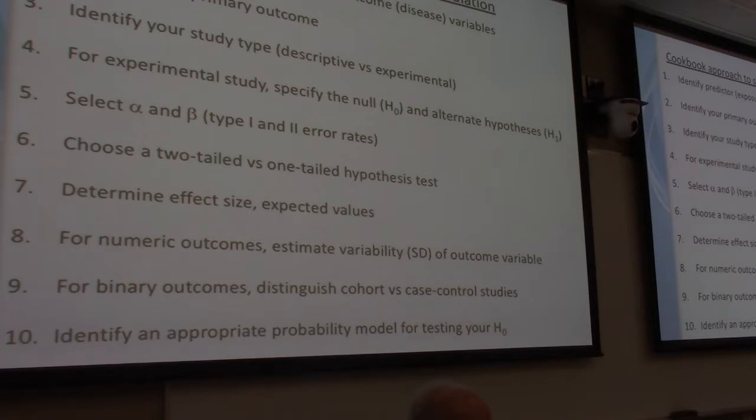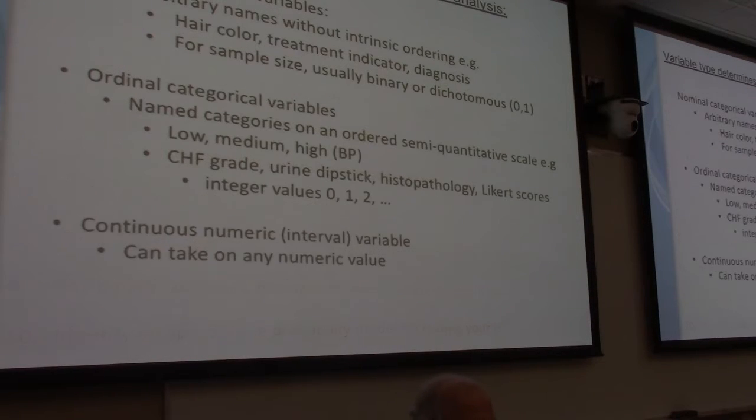And then lastly, you have to identify a probability model for testing your null hypothesis. And that means you're going to say, I'm using a t-distribution for a t-test to compare means, as Chris just pointed out, or as Amarjot pointed out, a chi-squared distribution or a binomial distribution to look at differences in counts or proportions. So that's my list of 10. Now let's talk about what those mean.